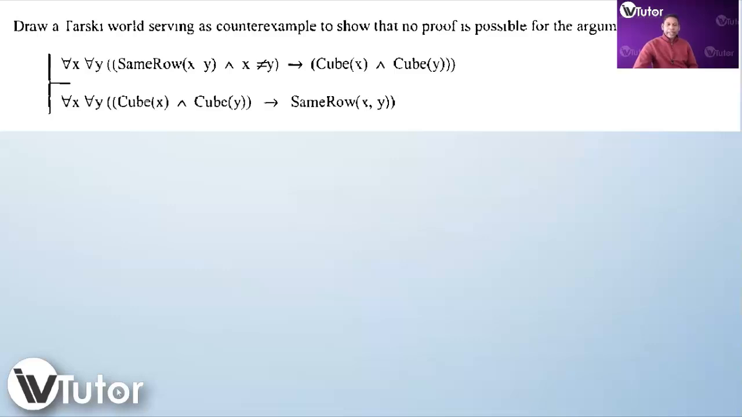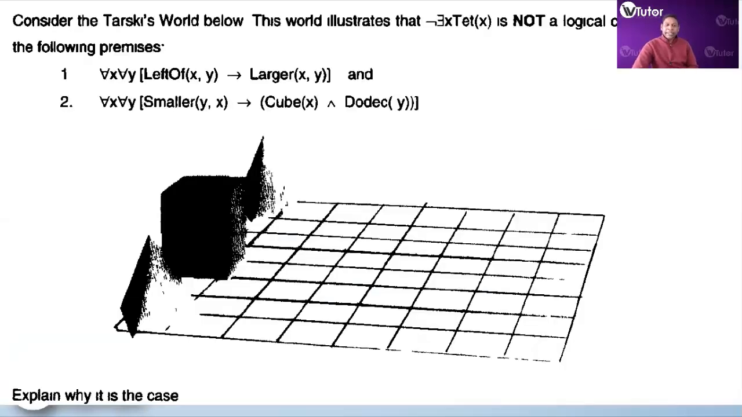Interesting. Then let's look at something like this. It says, consider the task world below. The world illustrates that this is not a logical consequence of this premise. Explain why this is the case. So this is a tetrahedron, a tet. This is a cube, right?